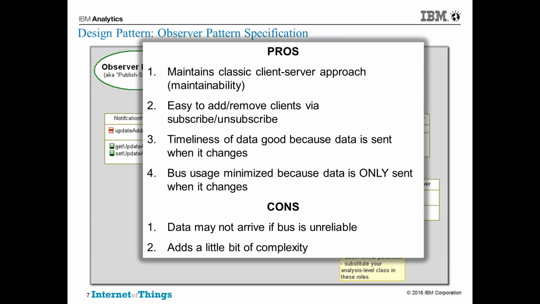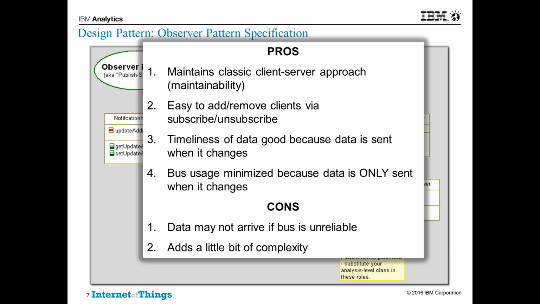So the pros of this pattern: it maintains the classic client-server approach in that the server doesn't know its clients at design time. I don't have to change my design to add a new client. I can do it dynamically at runtime. It's easy to add and remove clients via subscribe and unsubscribe. Timeliness is good because I only send the data when the data changes. And bus usage is minimized because the data is only sent when appropriate.